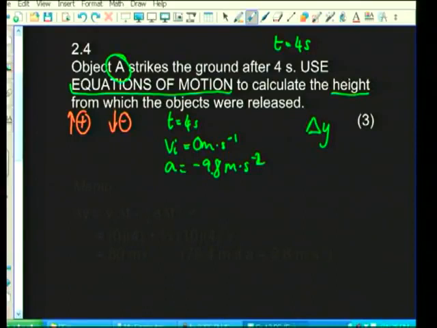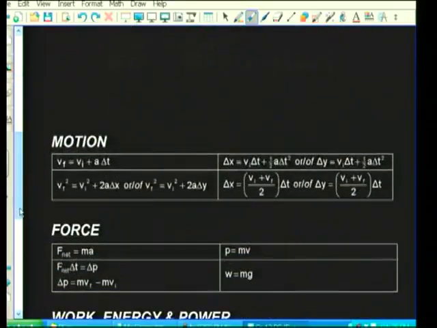Okay, final velocity, I don't have it, so I can't even write it down. What else do I need to know? I need to find delta y, because it's the vertical height that this object was released from. Once more, let's look at the equations of motion.